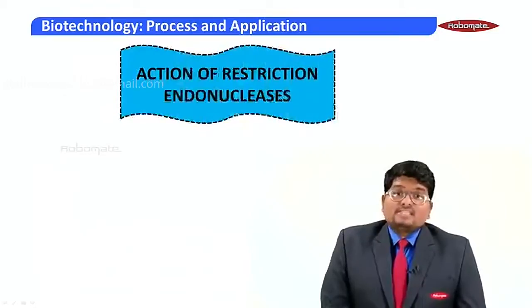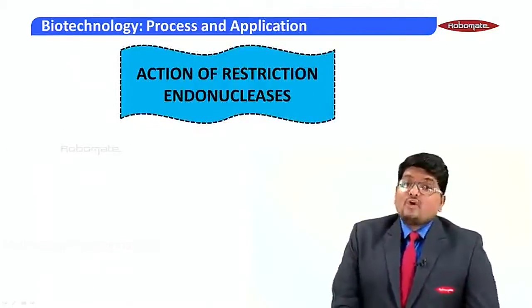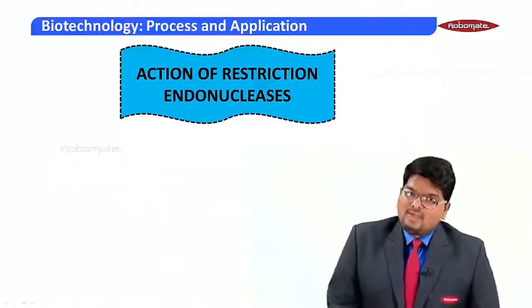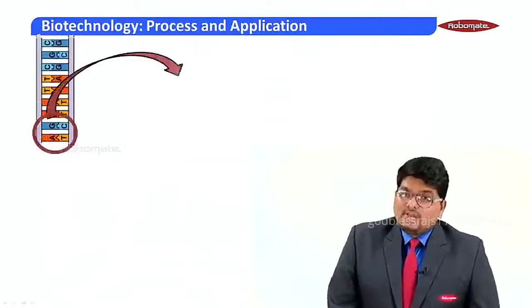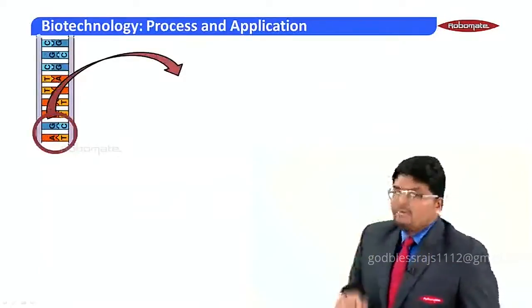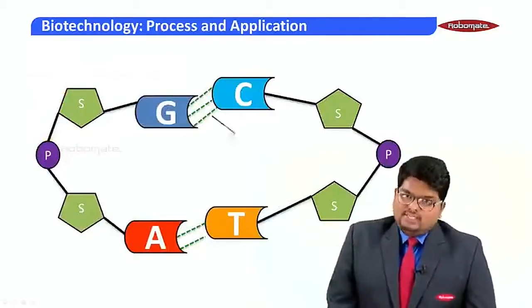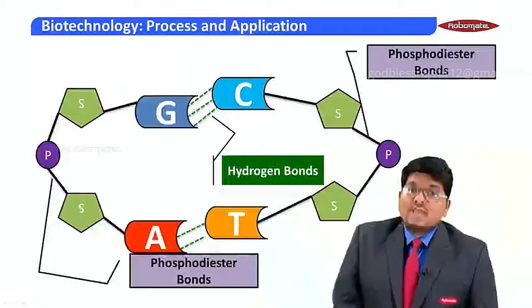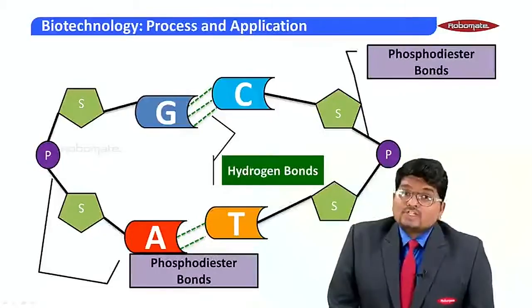Now let us take a look at the action of restriction endonucleases, or how they actually work when they cut the DNA molecule. So here I have a DNA molecule. Now let us take a look at that small portion. Here I have that nucleotide sequence. What do you see here? You see hydrogen bonds, and you also see phosphodiester bonds. But which bonds do restriction endonucleases cut?